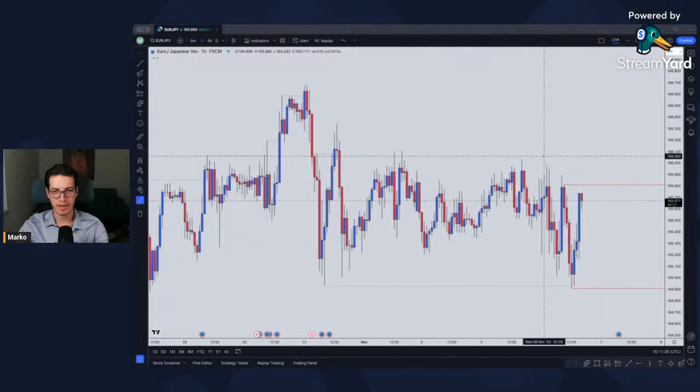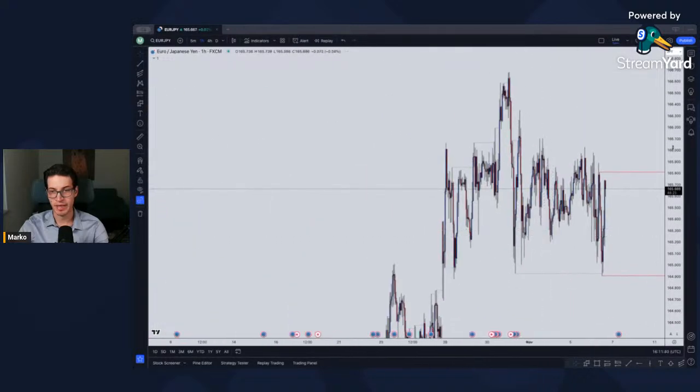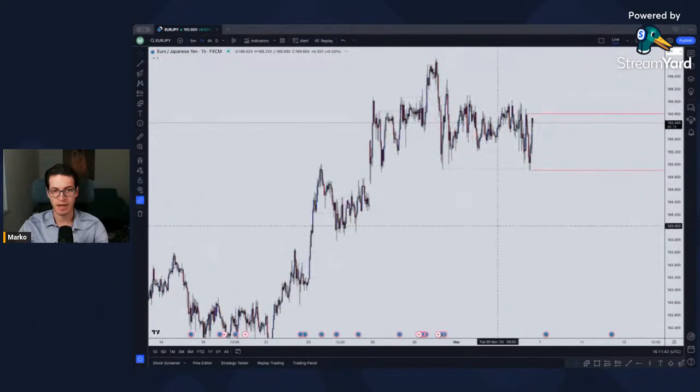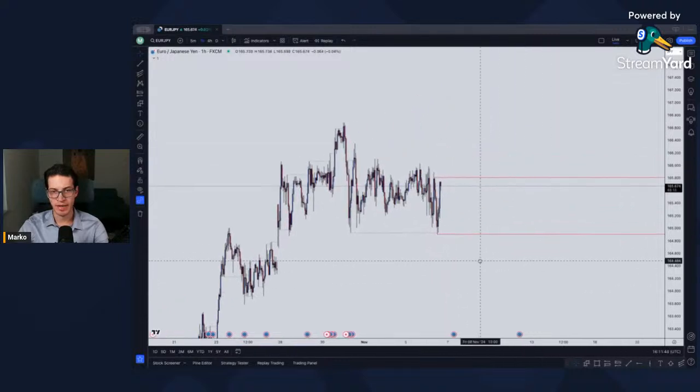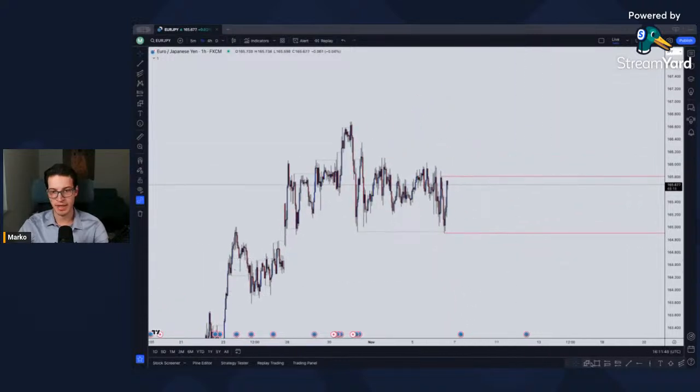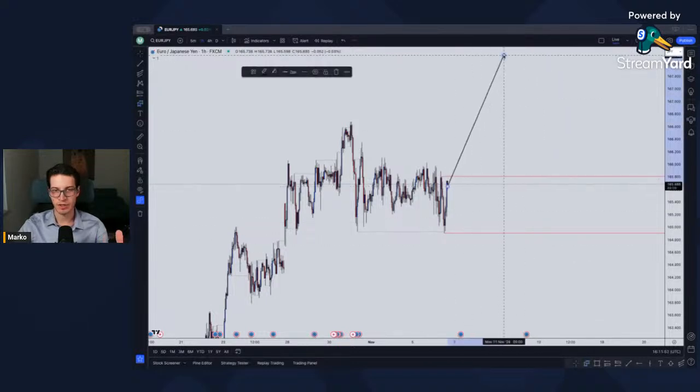Euro Japanese yen is unfortunately still remaining very, very flat. So I did mention that the fundamental analysis for the euro and the Japanese yen, for a Trump win with a Republican sweep, the forecast is for EJ to go up.